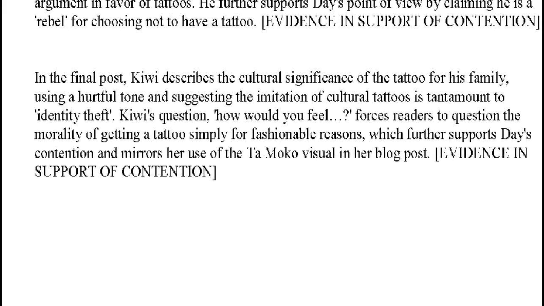Okay, now in the final post, Kiwi describes the cultural significance of the tattoo for his family using a hurtful tone and suggesting the imitation of cultural tattoos is tantamount to identity theft. Kiwi's question, "How would you feel?" forces readers to question the morality of getting a tattoo simply for fashionable reasons, which further supports Day's contention and mirrors her use of the Tomoko visual in her blog post. So the final evidence of the response which supports the argument and contention.